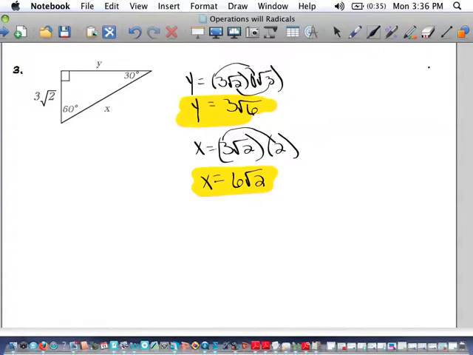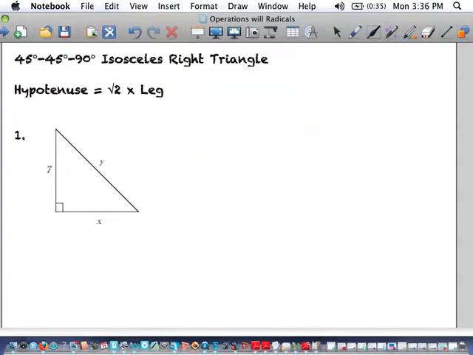So the next one we're going to take a look at is the 45, 45, 90 isosceles right triangle. And the relationship here is that you have 2 congruent legs, so they are the same length. So in this case, x is equal to 7 because it's a 45, 45, 90. Base angles are congruent, so those legs are congruent. And then the relationship between the hypotenuse and the leg is the hypotenuse y is equal to the leg times the square root of 2.